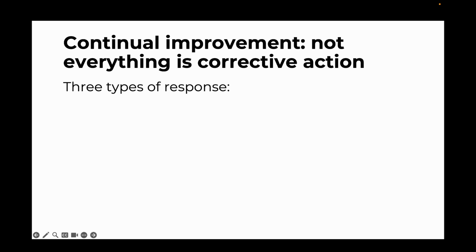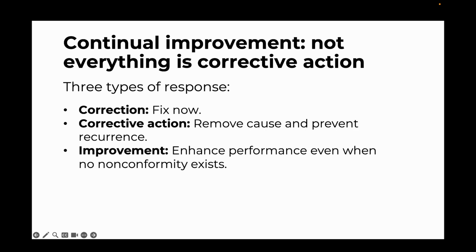Now, not everything is corrective action. BlueRiver should distinguish three types of response. Correction means fix now. Corrective action means remove the cause and prevent recurrence. Improvement means enhance performance even when no nonconformity exists.